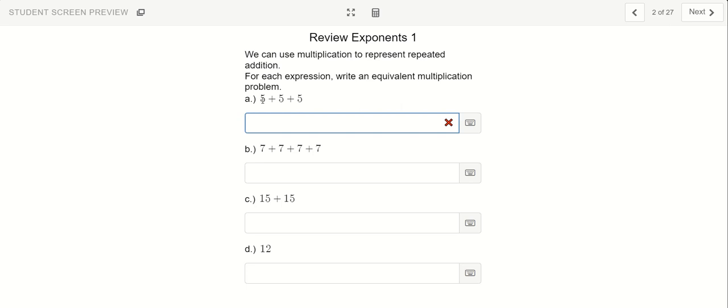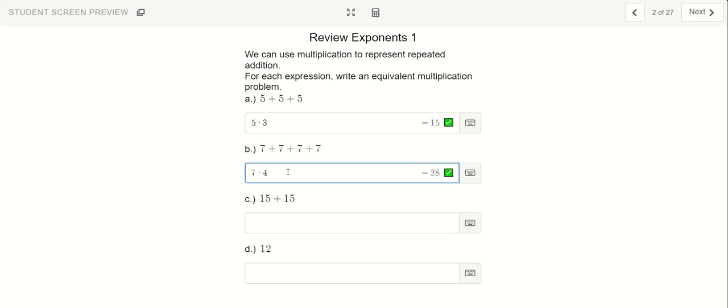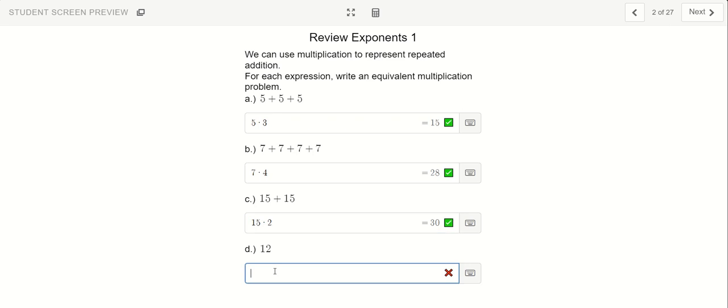For example, 5 plus 5 plus 5 can be written as 5 times 3. Notice that there are 4 of these 7s being added. I can write that as 7 times 4. Notice that there are 2 of these 15s being added. I can write that as 15 times 2. And if there's just one 12, I can write that as 12 times 1.